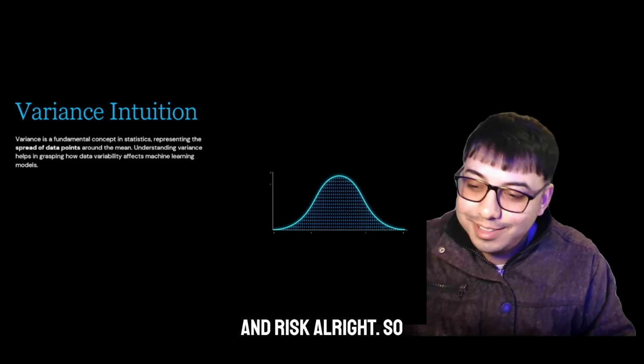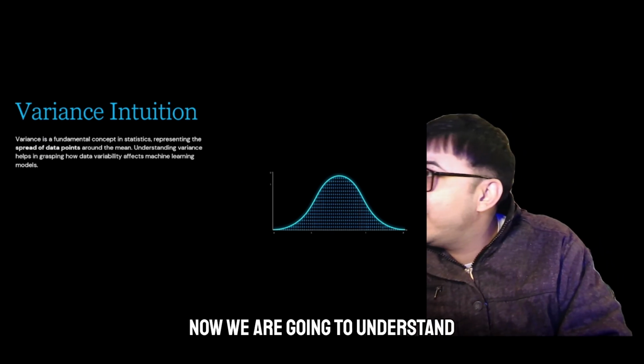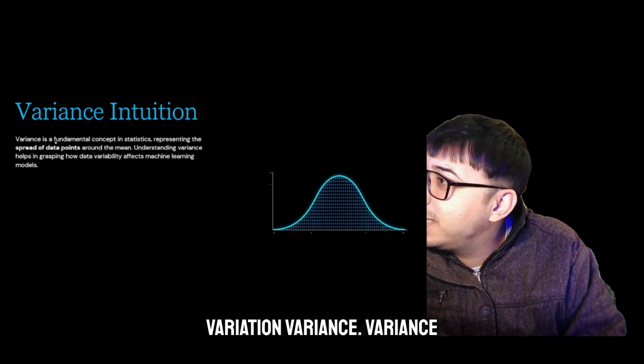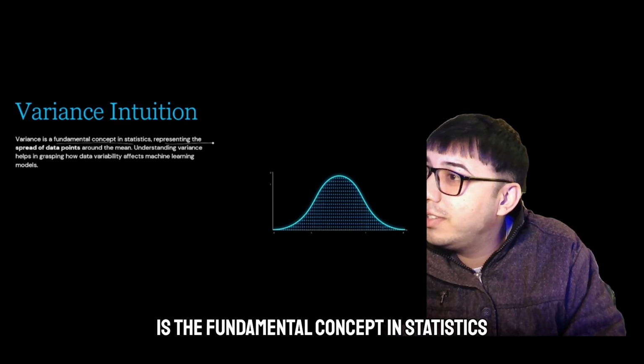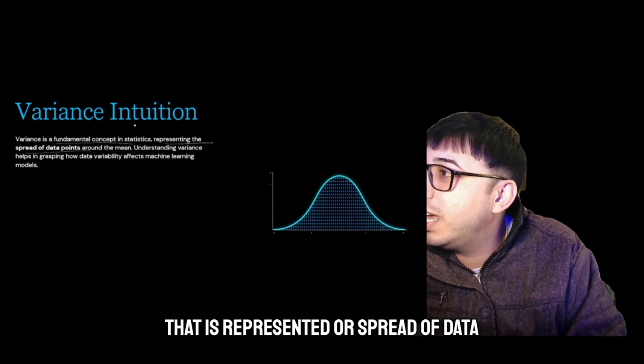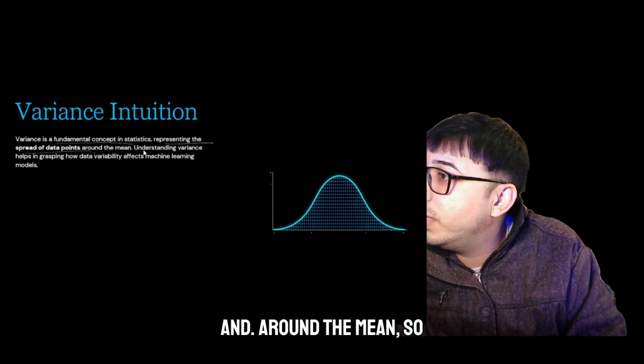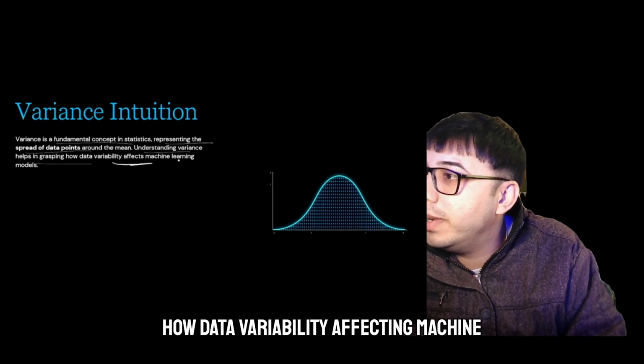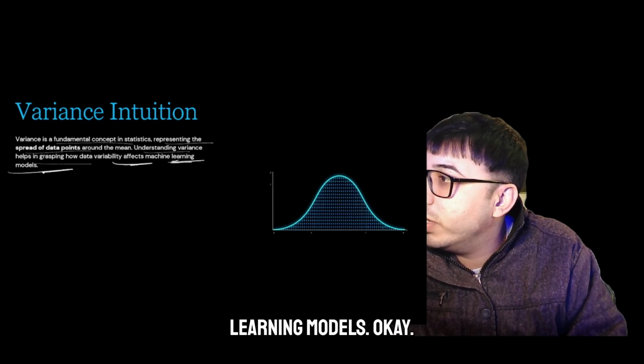All right. So now we are going to understand variance. Variance is a fundamental concept in statistics that represents the spread of data around the mean. Understanding variance helps in grasping how data variability affects machine learning models.